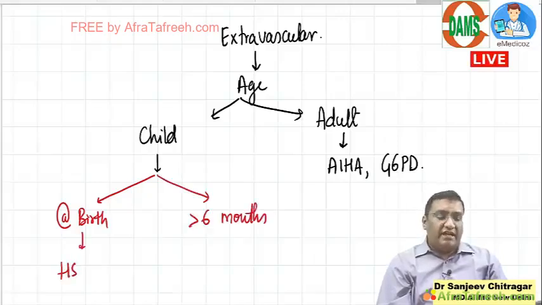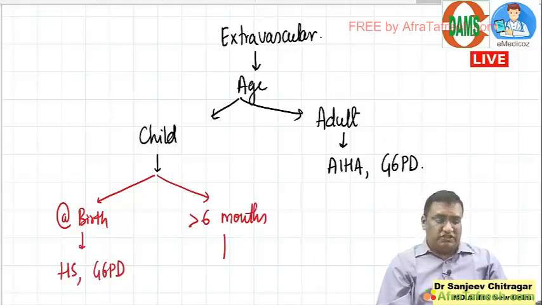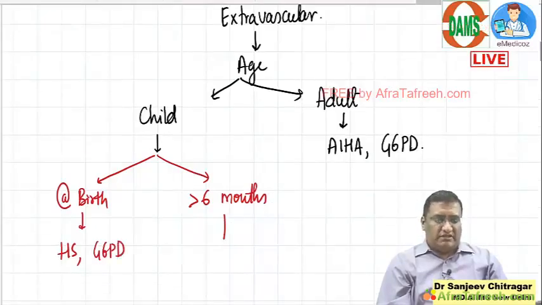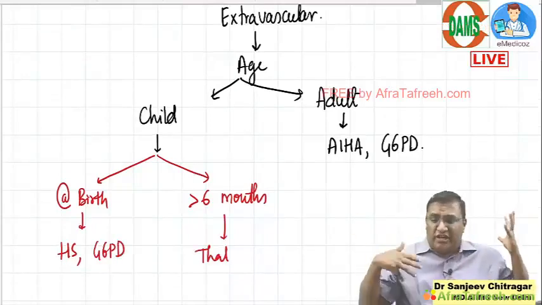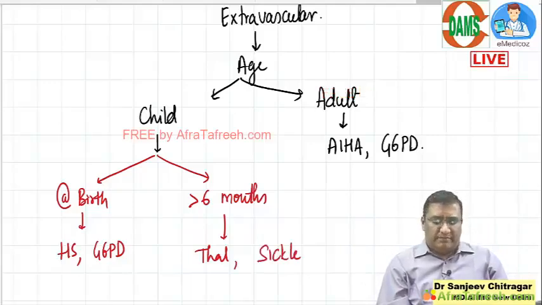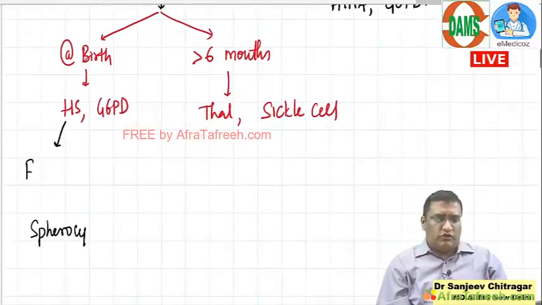If it is at birth: hereditary spherocytosis, G6PD deficiency anemia. G6PD is very versatile; it can present at birth, at any age, in adults, anywhere. After 6 months: thalassemia or sickle cell anemia. So if you are suspecting at birth, then hereditary spherocytosis, what will you look for?